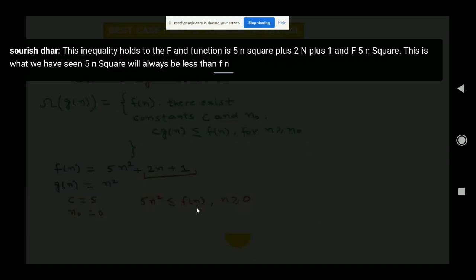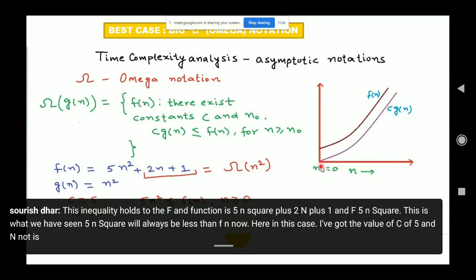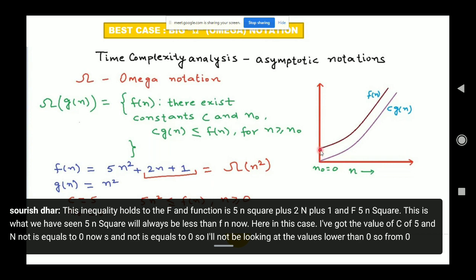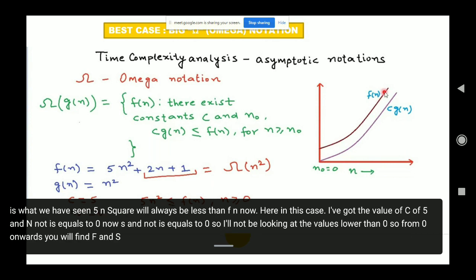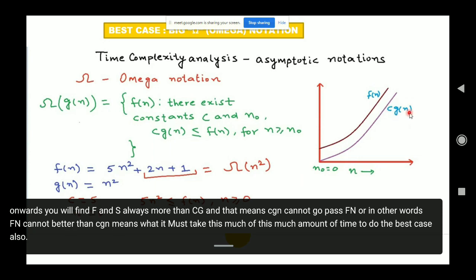Now in this case, I've got the value of c as 5 and n naught equal to 0. As n naught is equal to 0, I'll not be looking at values lower than 0. So from 0 onwards, you will find f(n) is always more than c g(n). That means c g(n) cannot go past f(n), or in other words, f(n) cannot be better than c g(n). It means it must take this much amount of time even in the best case. It cannot do better than this.